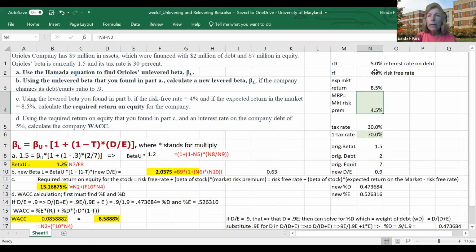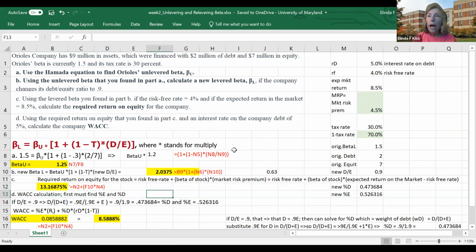The return on equity with the new beta is the market risk premium of 4.5 multiplied by the new levered beta of 2.0375. Add to the risk-free rate of 4%. It is calculated in cell B12 as 13.16875%. That is the answer to part C of this problem.